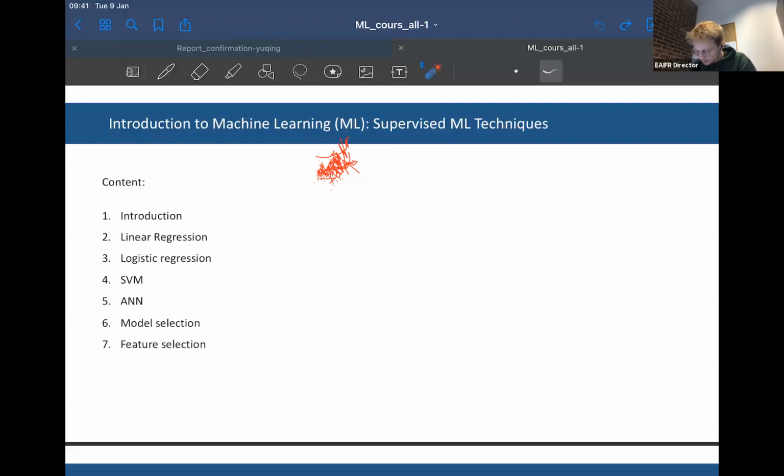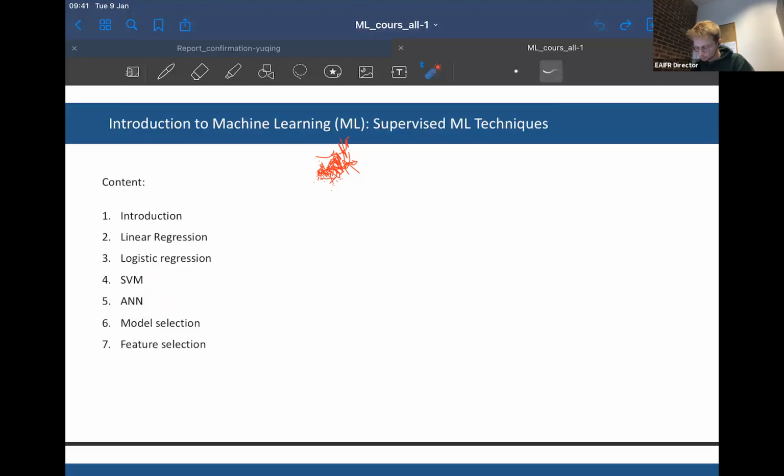So we will start with the very basics of linear regression, where we will see how to fit such a thing, and then generalize to more complex things. But the foundation will be based on the linear regression. So from that, we will go on to logistic regression, support vector machines, artificial neural networks, which are a very hot topic and well used on many topics.